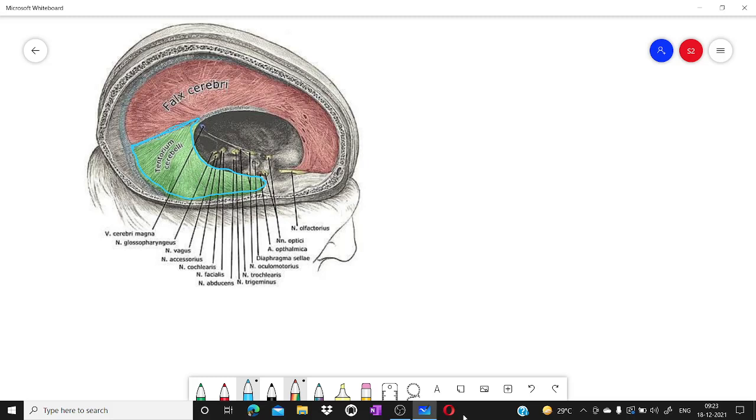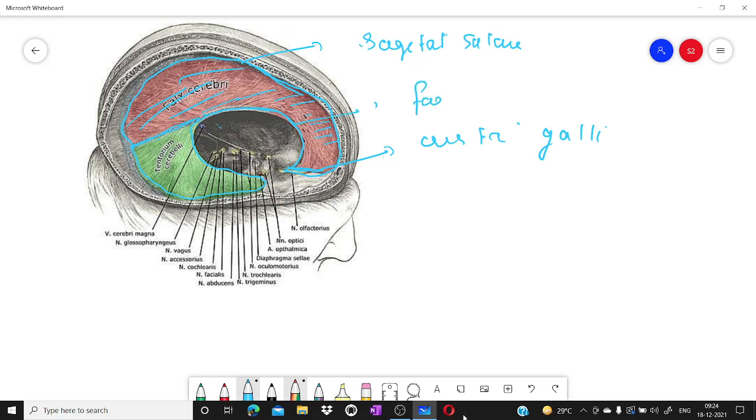Attached to the superior surface of the tentorium cerebelli in the median plane, you are able to see the falx cerebri here. This sickle-shaped fold of dura, which is separating the two cerebral hemispheres, is known as the falx cerebri. You can see the anterior end of the sickle being attached to the structure known as the crista galli. Superiorly, it is attached to the lips of the sagittal sulcus. Okay, and inferiorly, this is concave and it is free also.